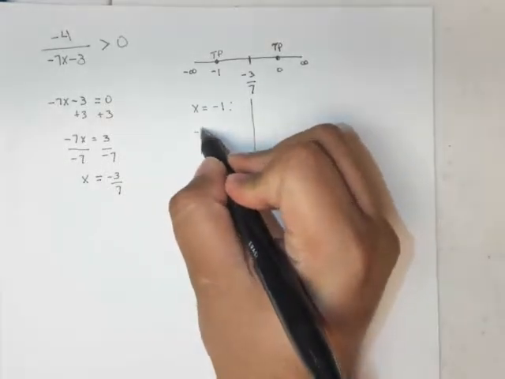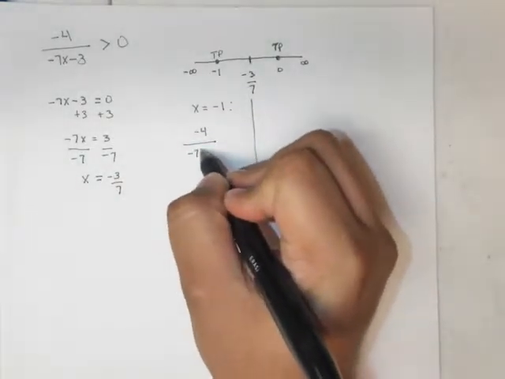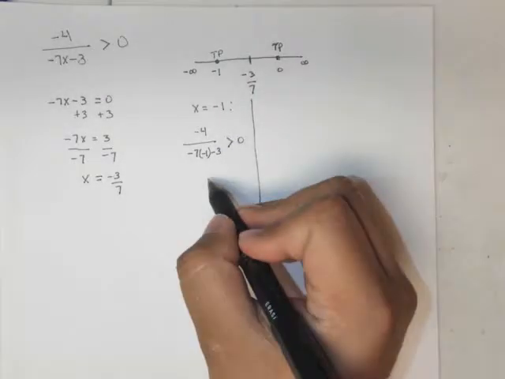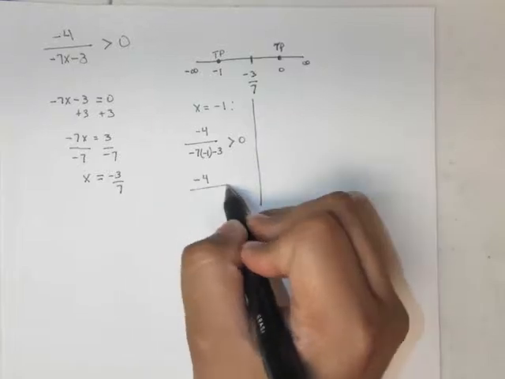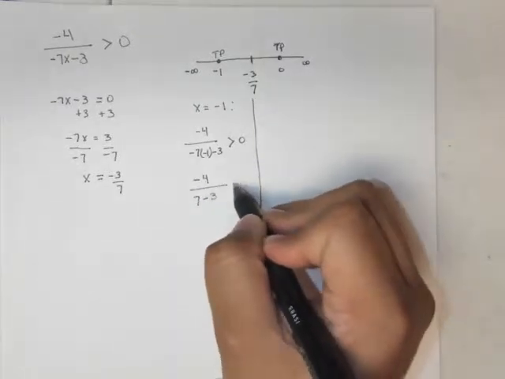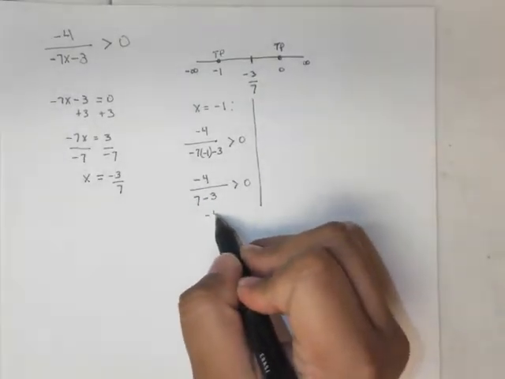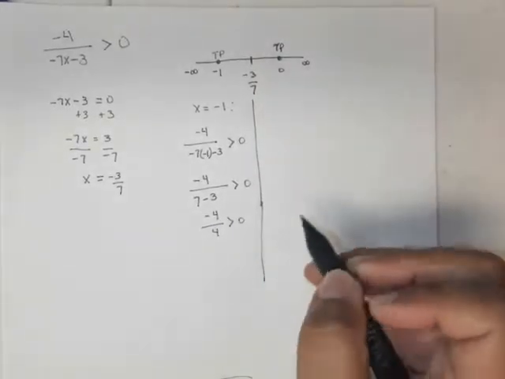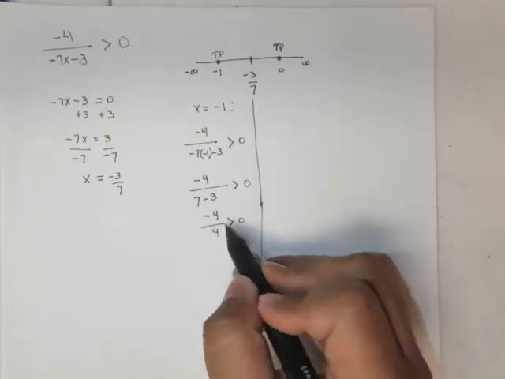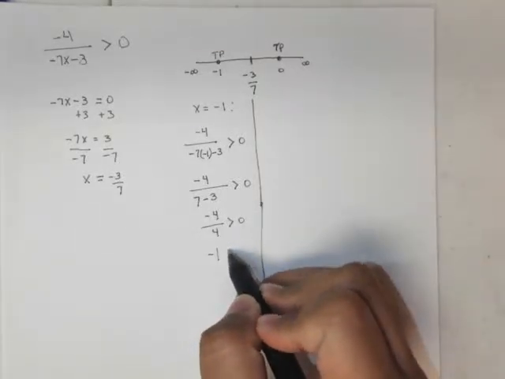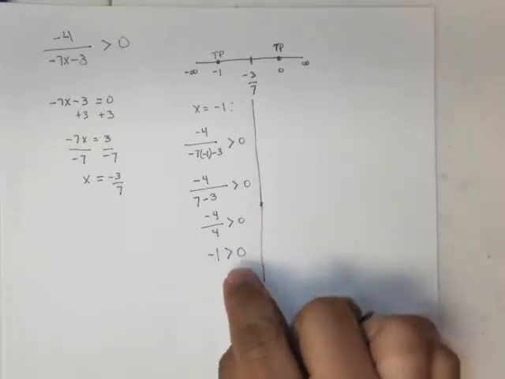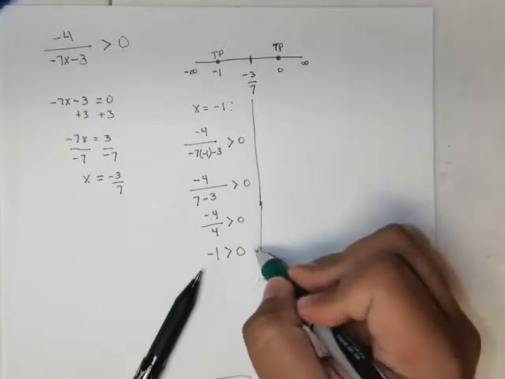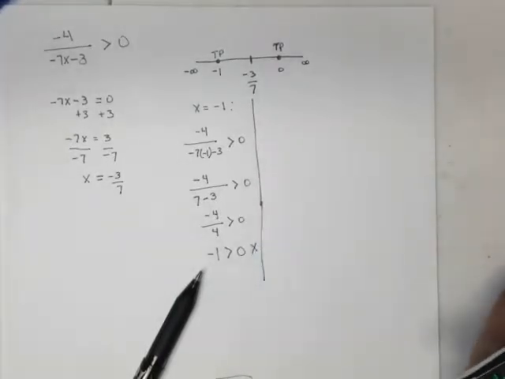So we're going to have -4 over -7 times -1 minus 3, and we're checking if it's greater than 0. This gives us -4 over 7 minus 3 greater than 0. So -4 divided by 4 is -1. And let's ask ourselves, is -1 bigger than 0? Is it greater than 0? And the answer here is that no, it is not. So this right here is a false statement.